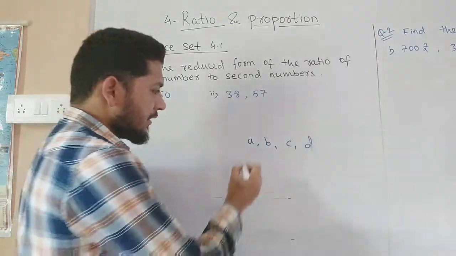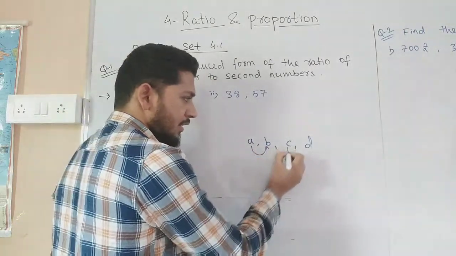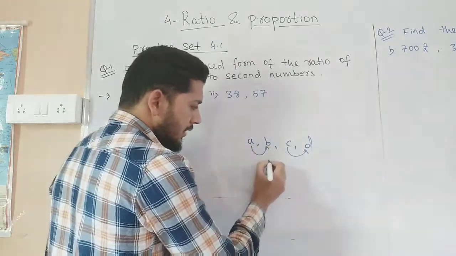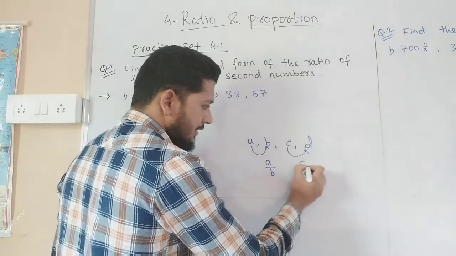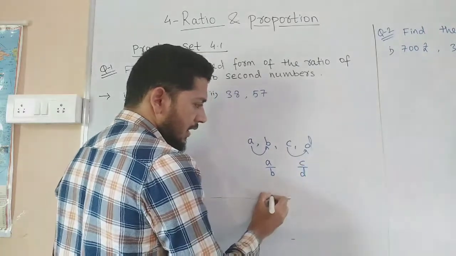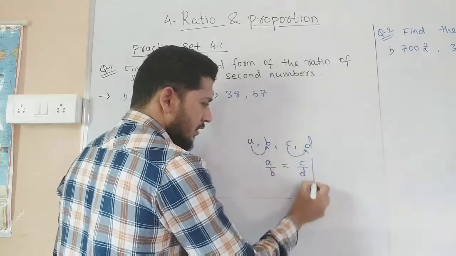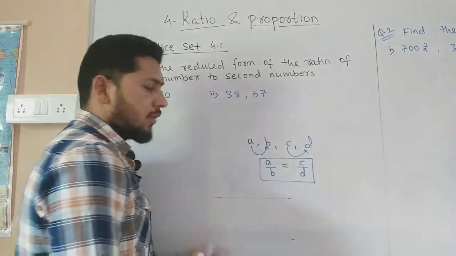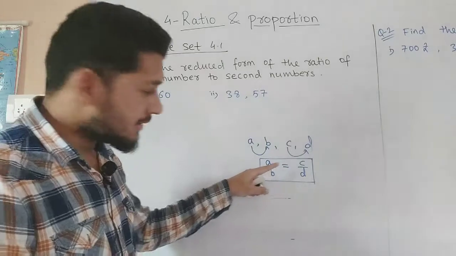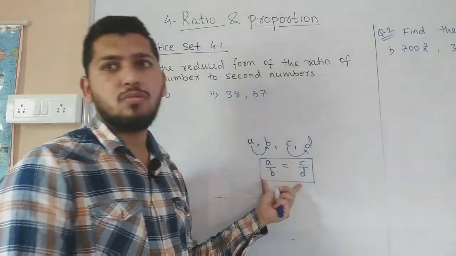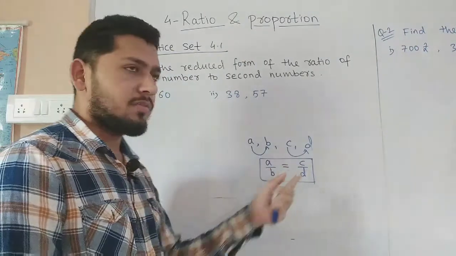If I divide A by B and C by D, that is, A quantity divided by B quantity, A upon B, and C quantity divided by D quantity, and if the values of these two are equal, then it is called proportion. A upon B is the ratio, C upon D is also a ratio, and their equality is called proportion. So this is called ratio and proportion.